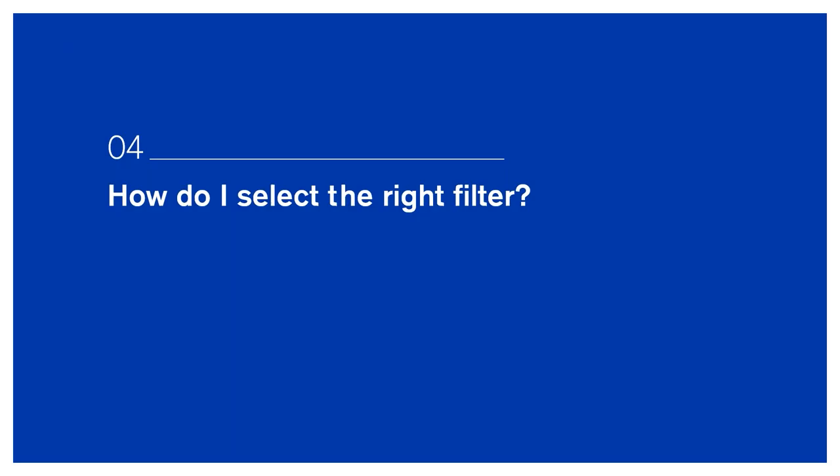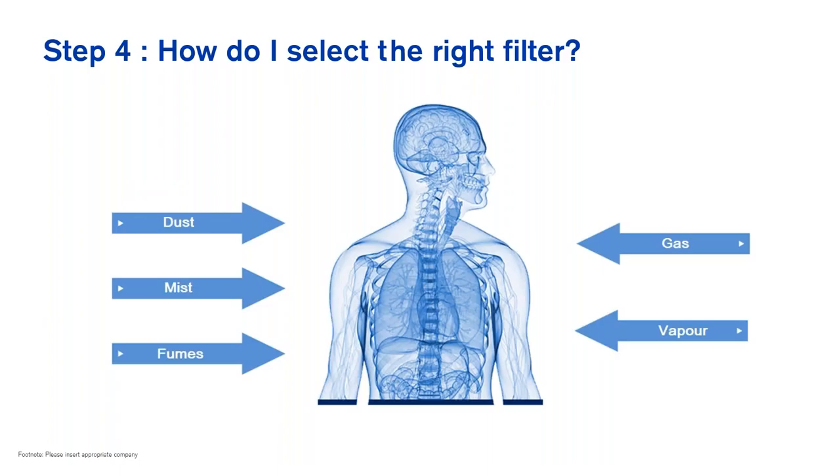Right? So last, how do I select the right filter? I just want to reiterate. Contaminants come in different forms, such as aerosol, particles or droplets, gases or vapors. Depending on their occurrence, you need to protect yourself against this form or even both. So usually what you see on the left side, the dust, mist and fumes, are what we consider as aerosols. It also includes microorganisms such as viruses, bacteria, fungus and their spores, and the mist itself. On the right side, it will be gaseous substances.